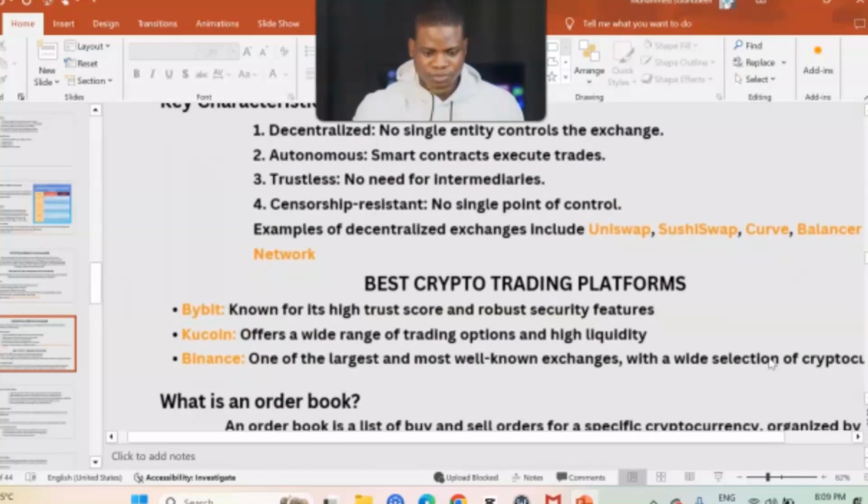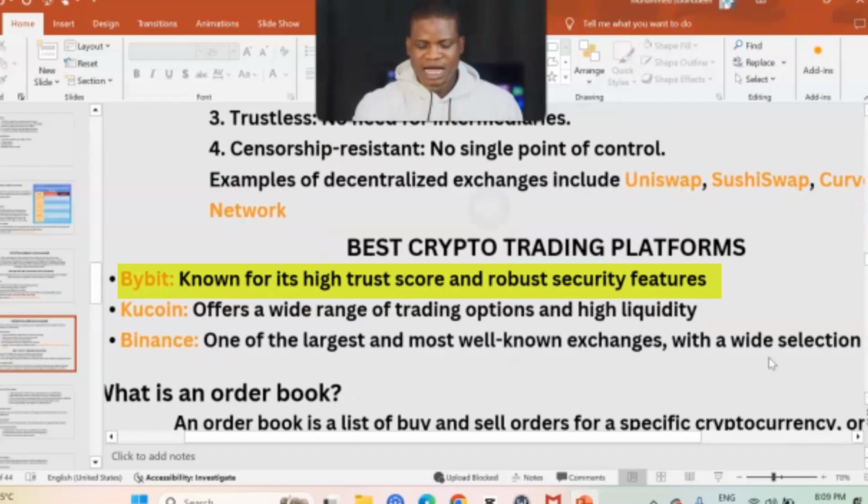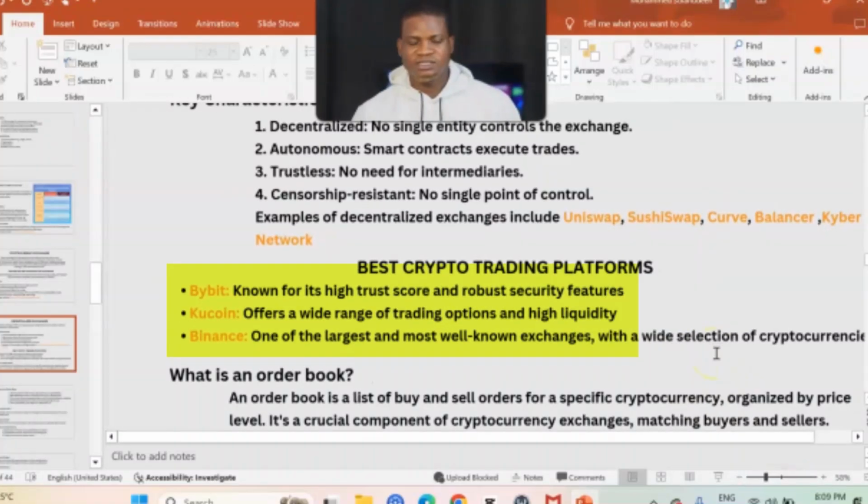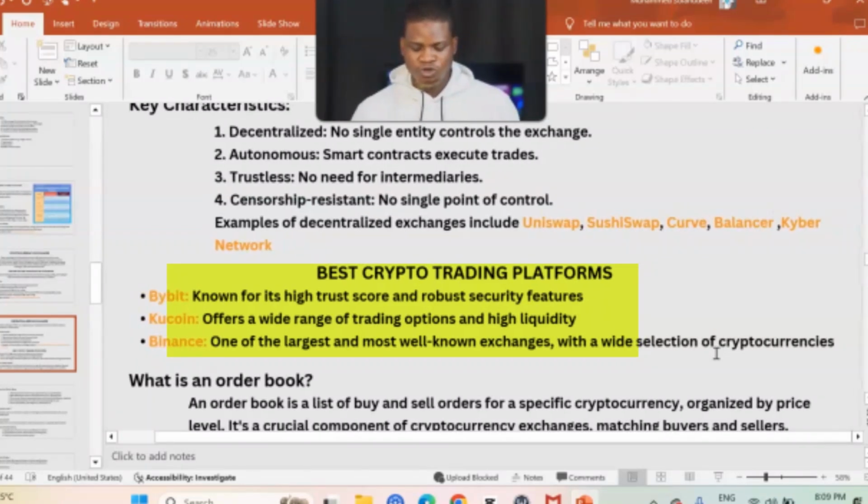The first one is Bybit, and Bybit is known for its high trust score and robust security features. Right? It's secured. KuCoin offers a wide range of trading options and high liquidity. KuCoin has a lot of gem cryptos listed on it, and Binance is one of the largest and most well-known exchanges with a wide selection of cryptocurrencies. So these are the 3 exchanges that I use to trade the cryptocurrency market.